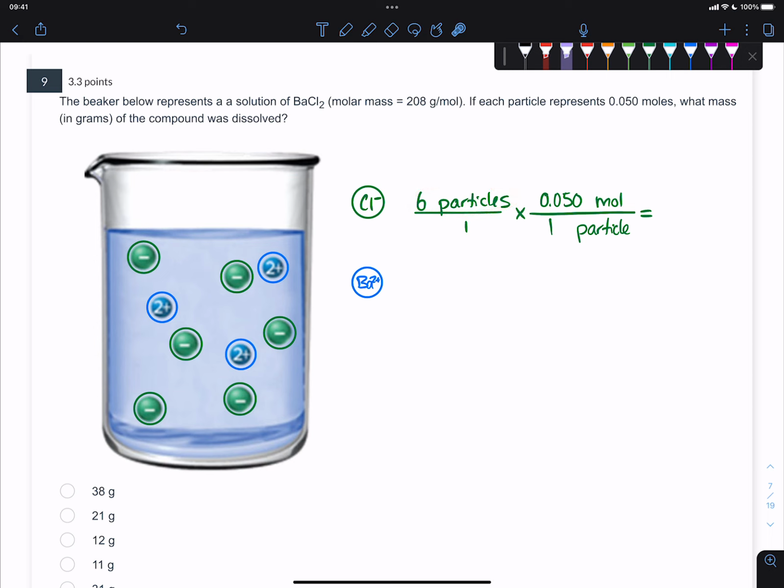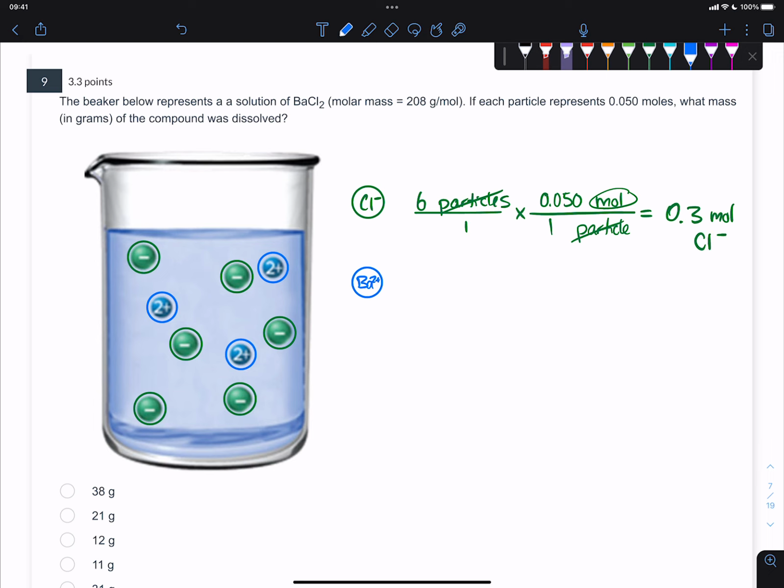chloride. So for every one particle, we just said that each of them is 0.050 moles. So using dimensional analysis, we cancel out particles, and we have moles, and 6 times 0.050 is 0.3 moles of the chloride ion.